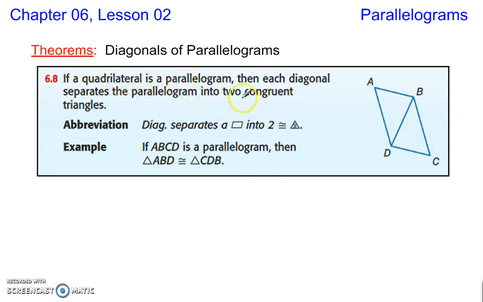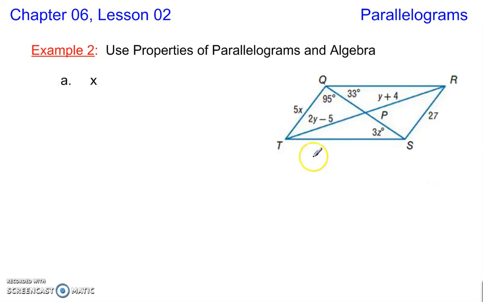If a quadrilateral is a parallelogram, then each diagonal separates the parallelogram into two congruent triangles. So this triangle is congruent to this triangle. ABD and CDB are congruent. Alright, we're going to use those properties to solve for some of these variables.